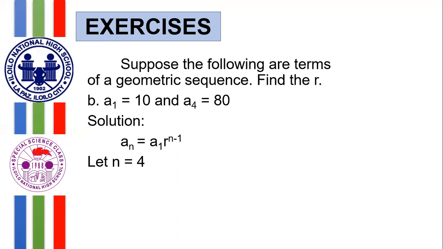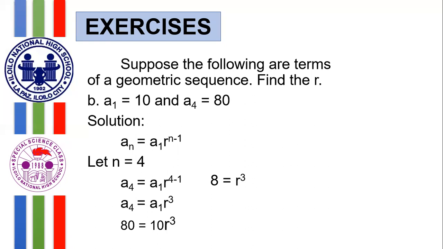Replacing all n's by 4 gives us a sub 4 is equal to a sub 1 times r to the 4 minus 1, or the exponent simplifies to 3. So a sub 4 is equal to a sub 1 r cubed. And you could see, what have you noticed? A sub 4 is 80 and a sub 1 is 10. By substitution, you have 80 equals 10 r cubed. We wanted to isolate the term with the r. Hence, I will be dividing both sides by 10, and that gives us 8 equals r cubed.